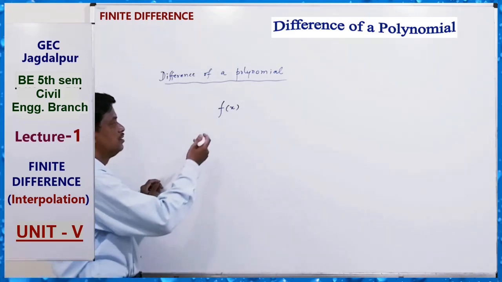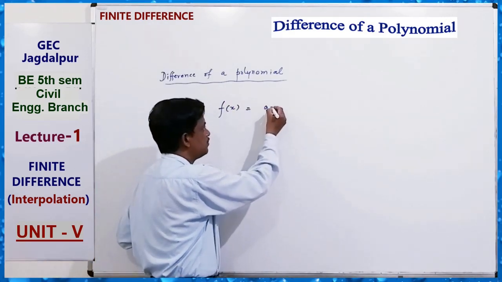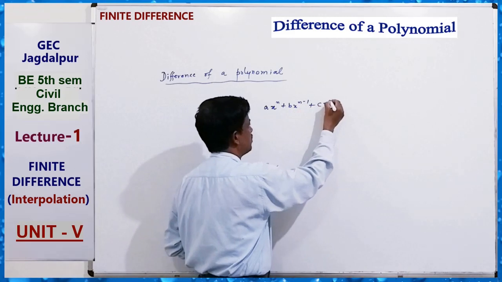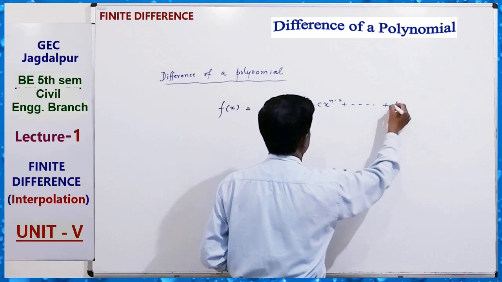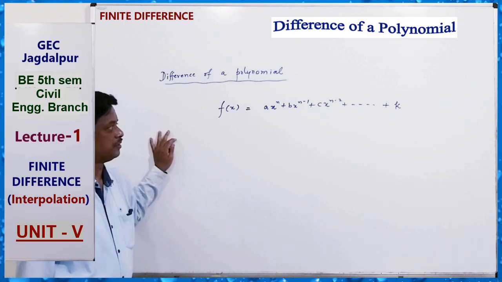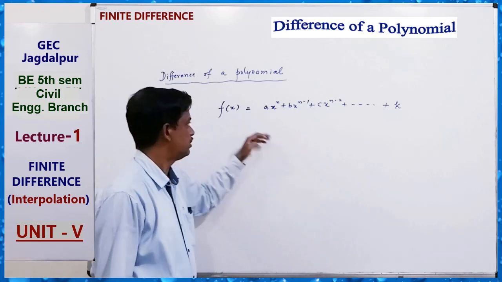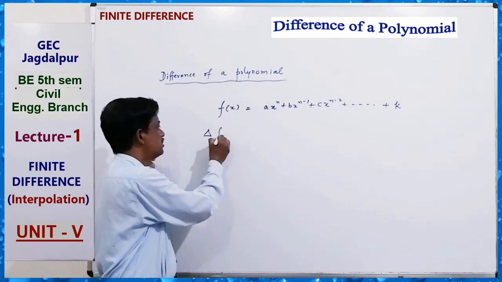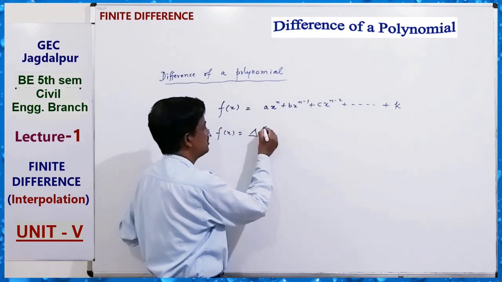So suppose we are having an nth degree polynomial. So we can write a x to the power n, b x to the power n minus 1, c x to the power n minus 2, and so on up to k x to the power 0. Clear? An nth degree polynomial we can write like this. Okay, so the difference of this function, f(x) as a polynomial, we can differentiate it.